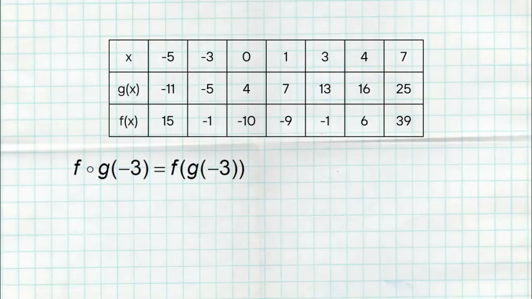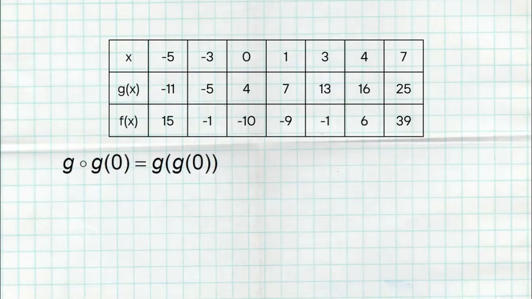Not too bad. How about another one? f composed of g of negative 3. First, start off with what is g of negative 3. g of negative 3 is right here, negative 5. That output for g is now my input for f. f of negative 5 is 15, and voila, I am done. One more using this kind of table.